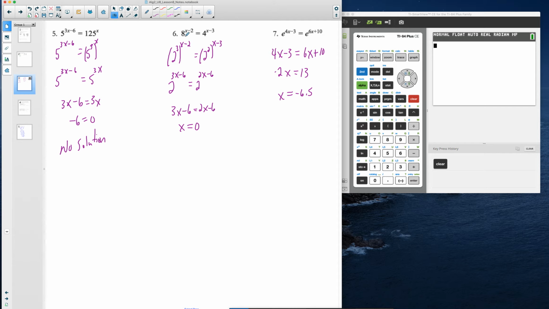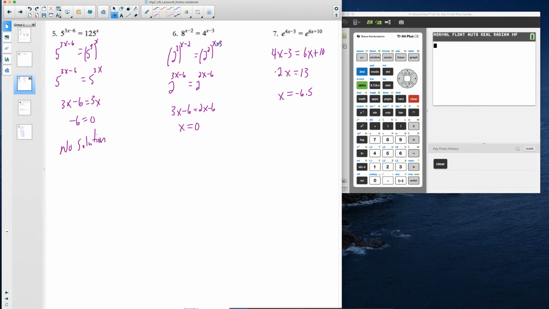All right, so problem 6. All right, we have to manipulate both sides of the equation in order to get in terms of the same base, because 8 and 4 are both powers of 2. So 8 is 2 to the 3rd power. 4 is 2 to the 2nd power. Now, once again, when we do our power to a power property, 3 times x minus 2 would be 3x minus 6.